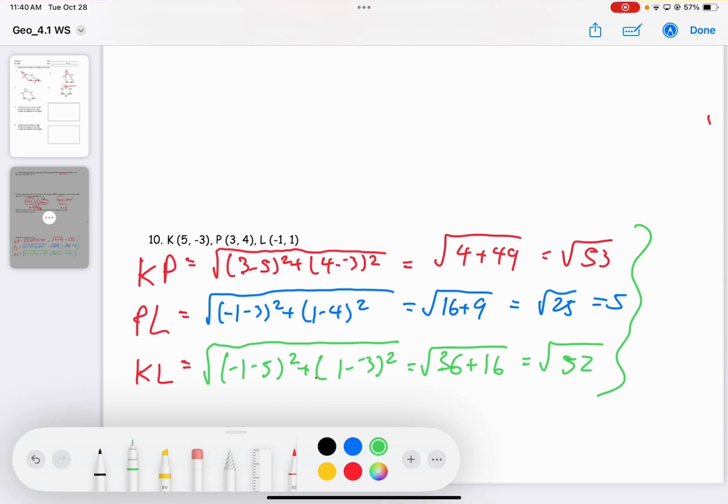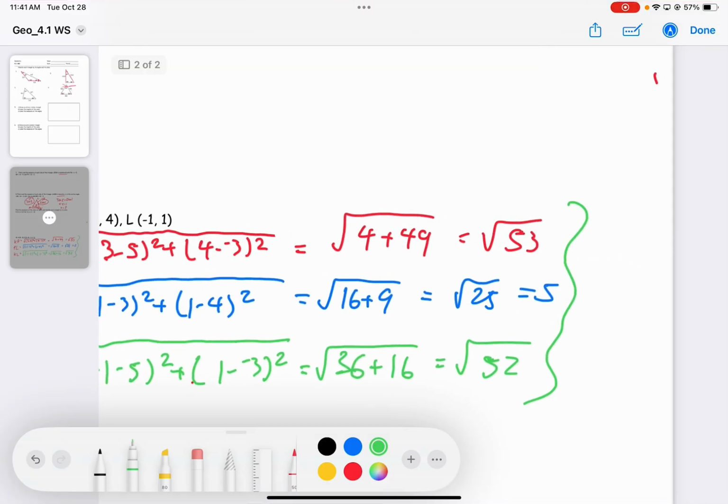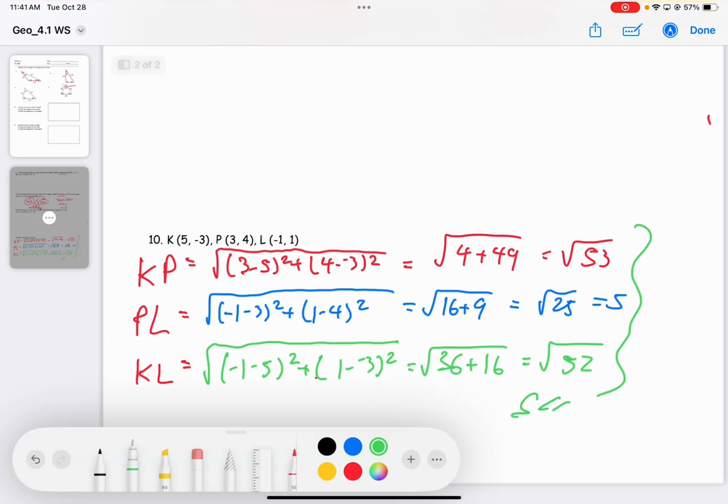What can you tell me about these three side lengths? Is it an acute scalene? I don't know if it's acute per se, but I know it's going to be scalene because none of those side lengths are the same. So we would say it is a scalene triangle. Okay.